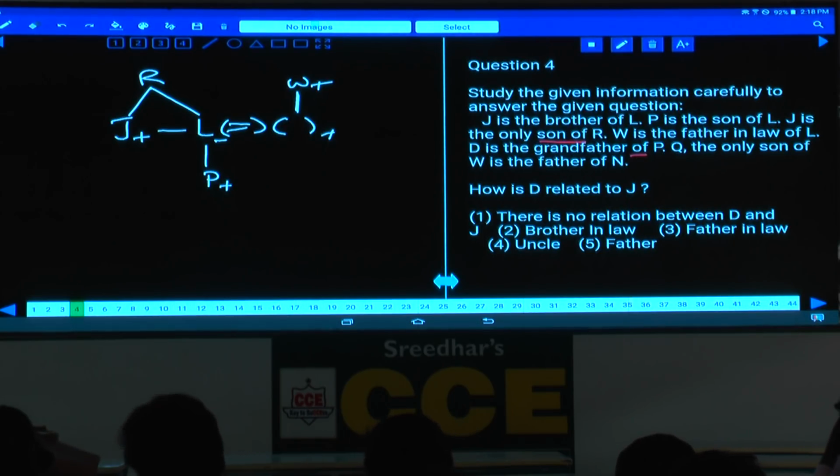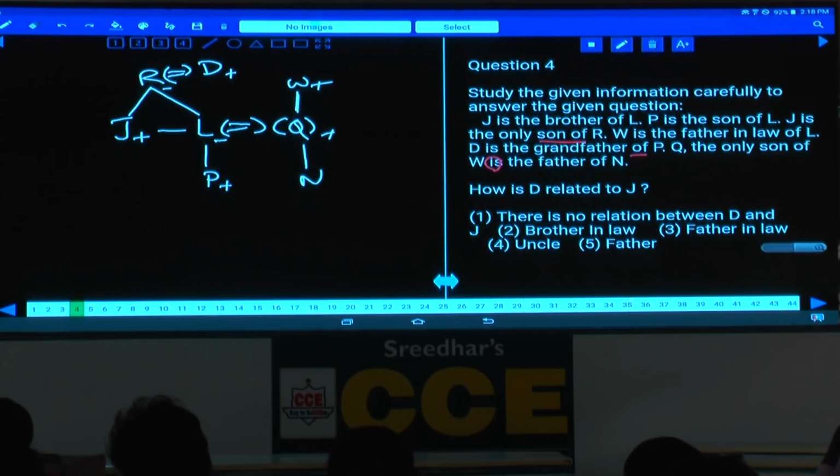Isn't it? Paternal grandfather. Now the maternal grandfather means, and who is that person? D. D is the grandfather of P. As D is the grandfather, this R is a female. Q, the only son of W, is the father of N. Now this Q is the father of whom? Q is the father of N.